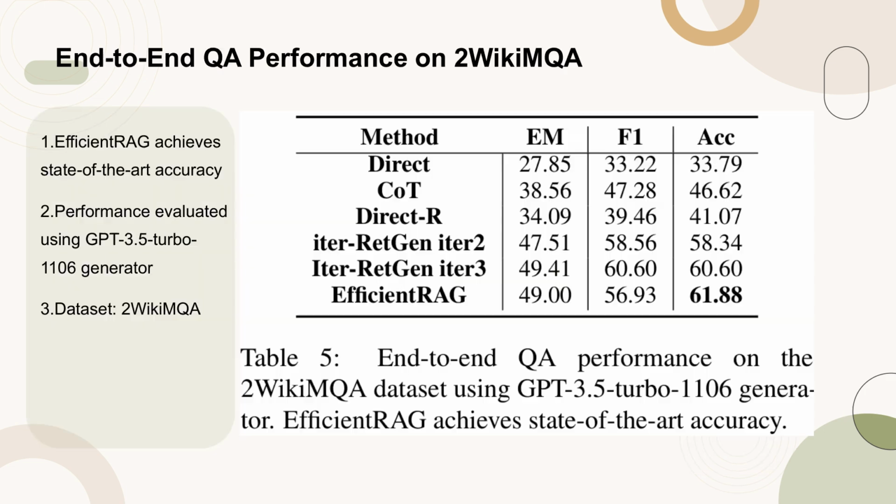Table 5 presents the end-to-end question answering performance on the 2WikiMQA dataset using the GPT 3.5 Turbo 1106 generator. The table highlights that EfficientRAG achieves state-of-the-art accuracy in this context, demonstrating its effectiveness in handling complex, multi-hop question answering tasks. This performance underscores the capability of EfficientRAG to leverage advanced generators like GPT 3.5 for enhanced QA outcomes.